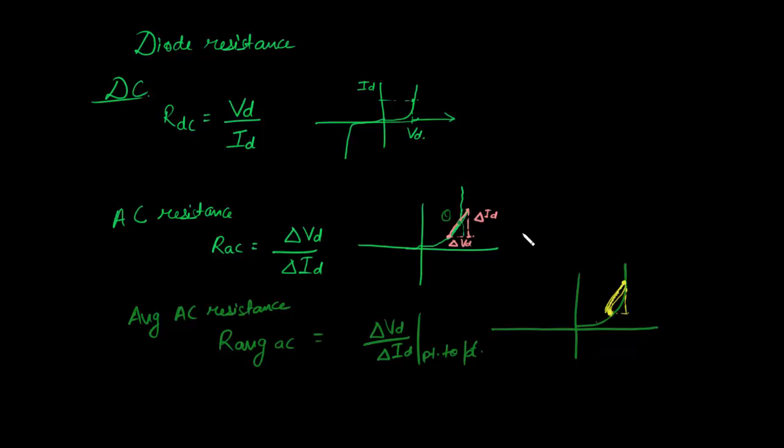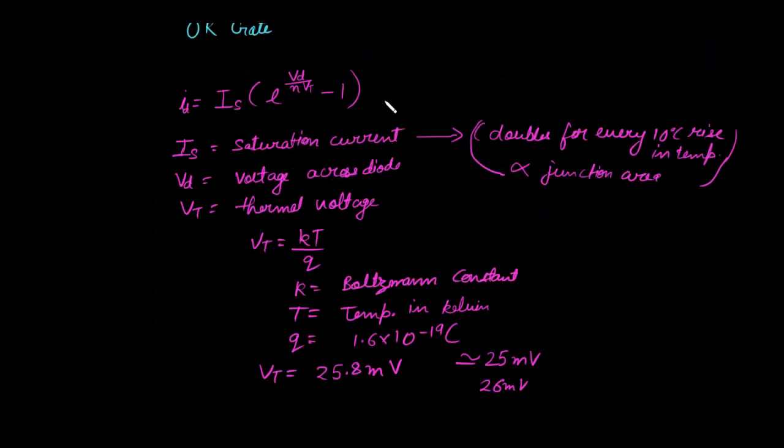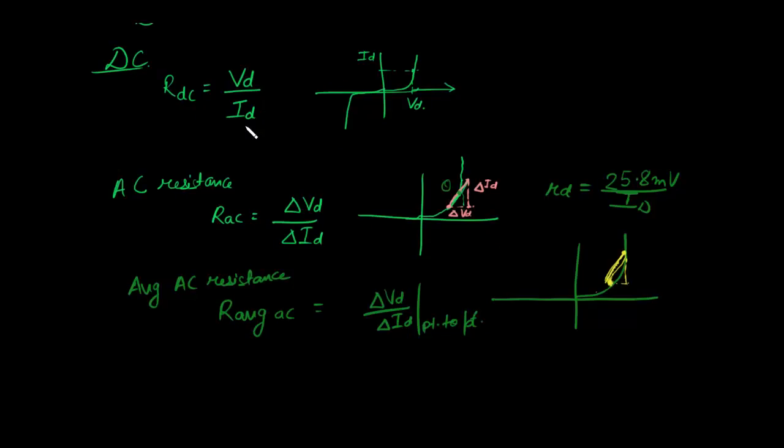On doing further derivation, we get the value of this AC resistance RD equal to 25.8 millivolt upon ID, the diode current. This relation can be used to find the AC resistance, and it is derived by differentiating the Shockley equation. So we come to this value for AC resistance.